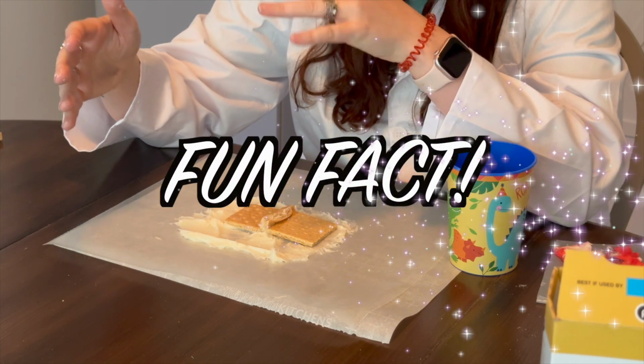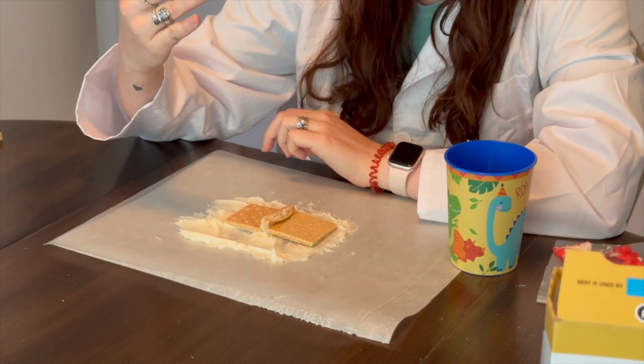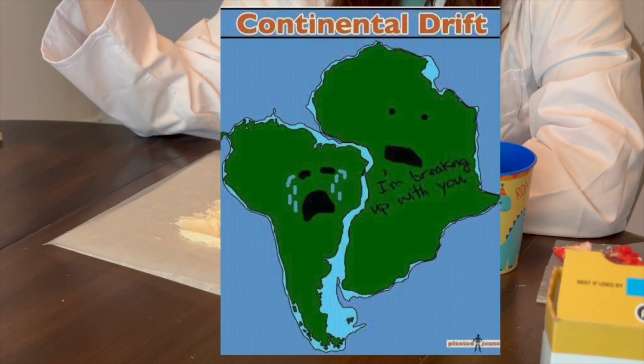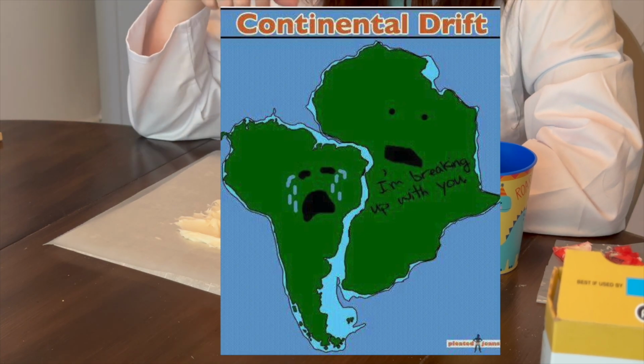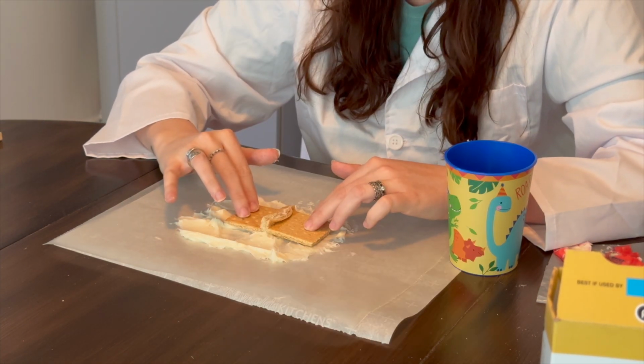Tectonic plates move 1 to 2 inches per year. That's about how much your fingernails grow per year. So they're very slow. It's not like a continent up and decides one day, you know what, I don't like my placement here, I'm gonna go move over there. What do you think is created here?